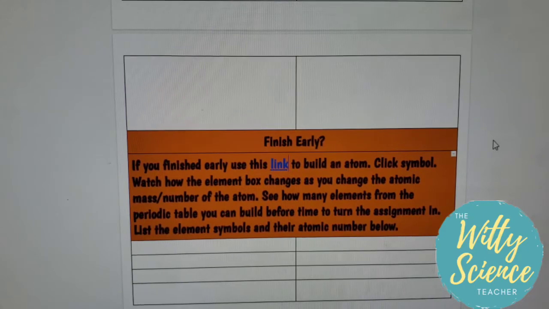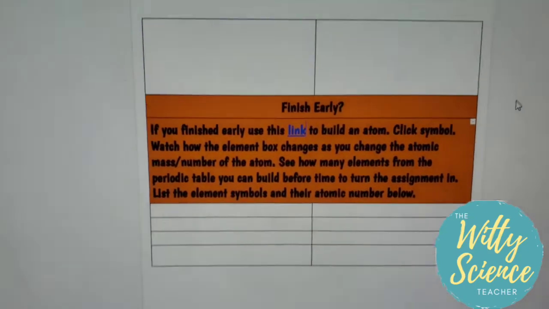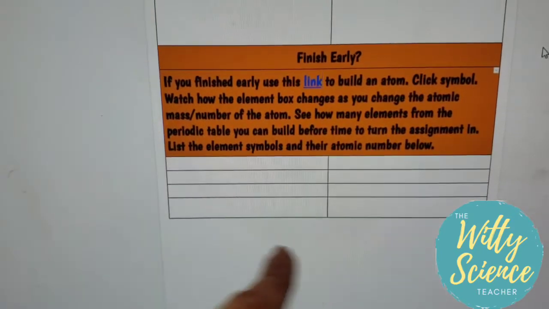So they're going to click on the symbol and watch how the element box changes as they play around with it. And then list the elements and the symbols that you make in these boxes here.